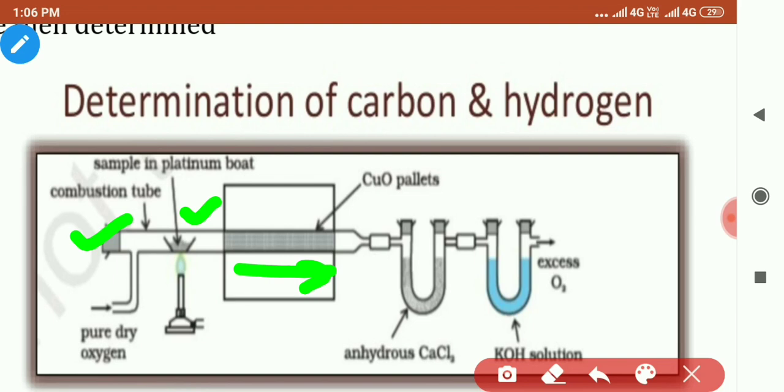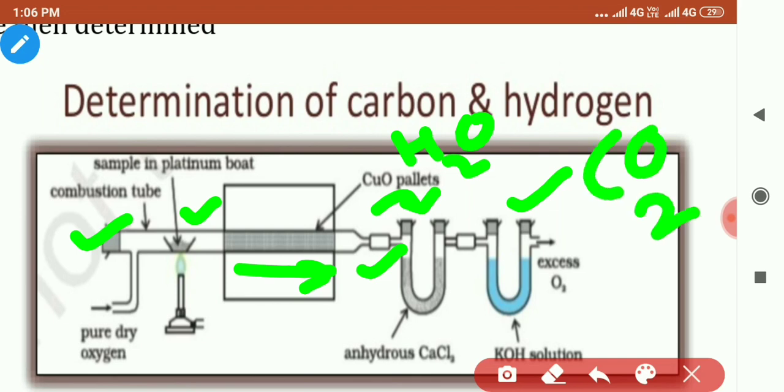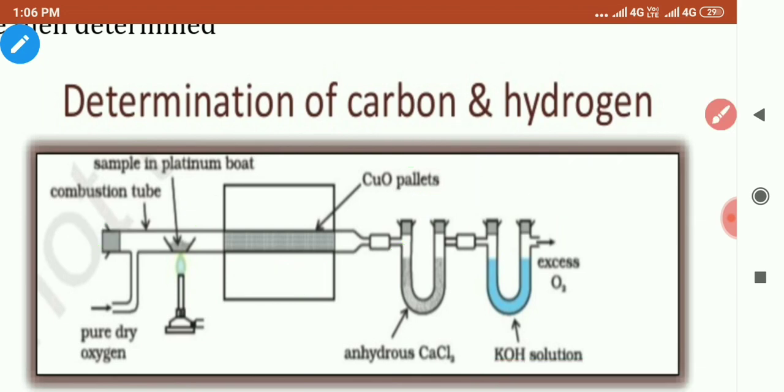We make it anhydrous, and these gaseous products are passed through two tubes, U tubes. So you can see this is the U tube containing calcium chloride and this is the U tube containing potassium hydroxide. If the gaseous products are passed through this, from here to here, then in the calcium chloride tube the water is absorbed. So water is absorbed here and in the KOH tube carbon dioxide is absorbed, right? So increase in weight of both these U tubes may be used for the determination of carbon and hydrogen.